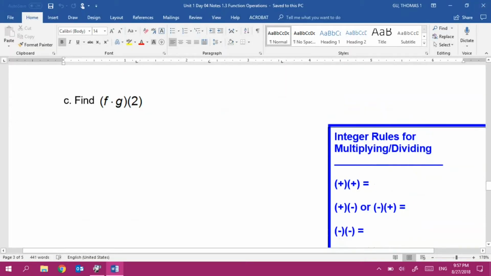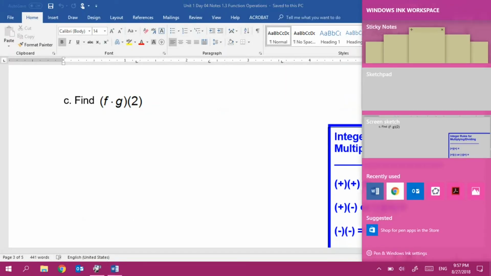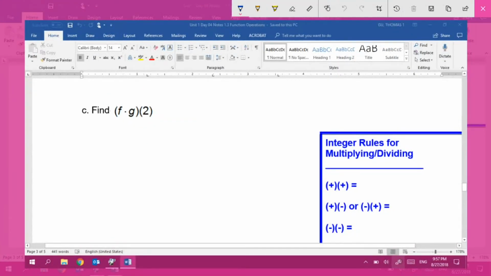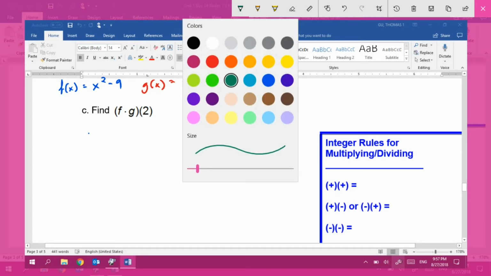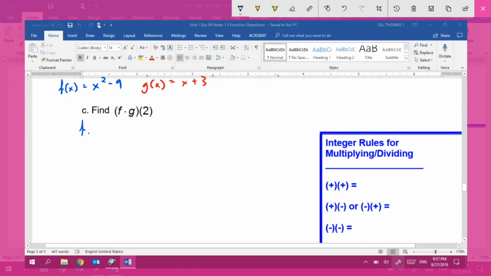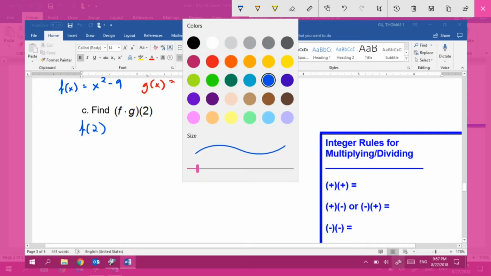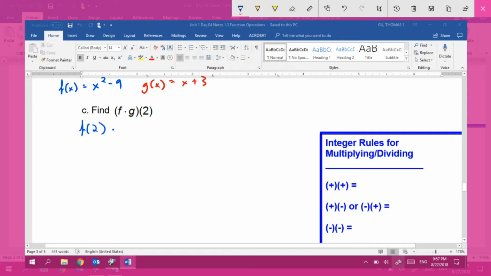All right, we're going to do one last example here. These are just the basics. f times g of 2. All right, look at C. There's a hard way to do this and an easy way to do this. So we're going to do the simpler way. Remember, f of g of 2 is the same thing as saying f of 2 times g of 2.